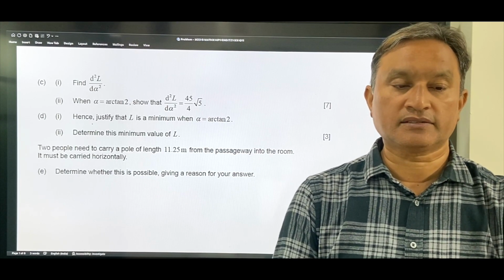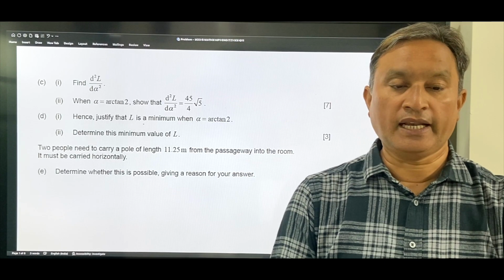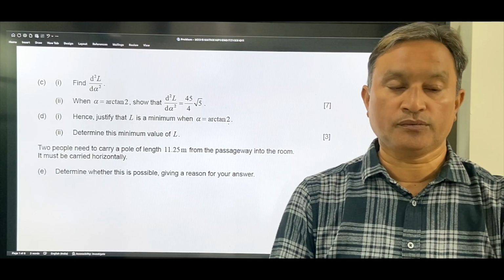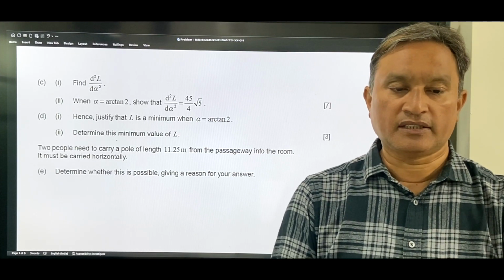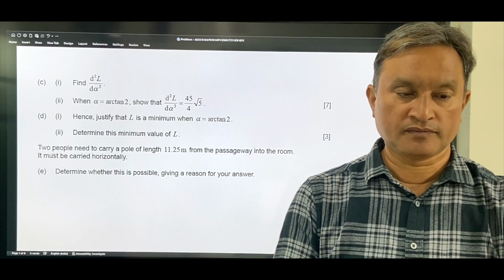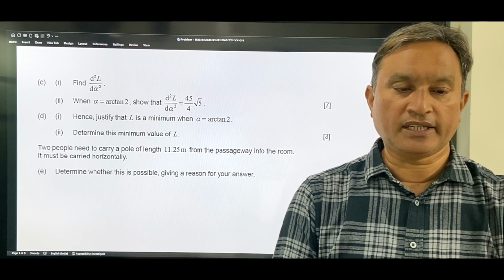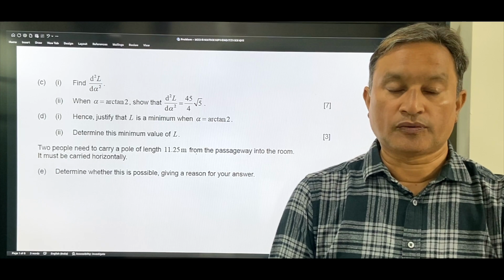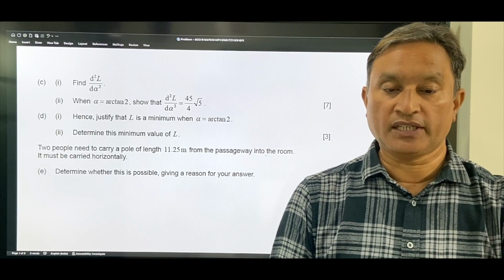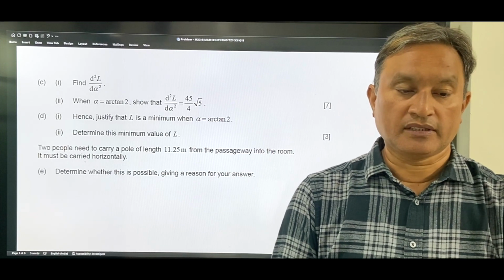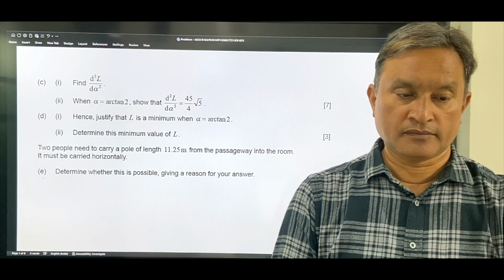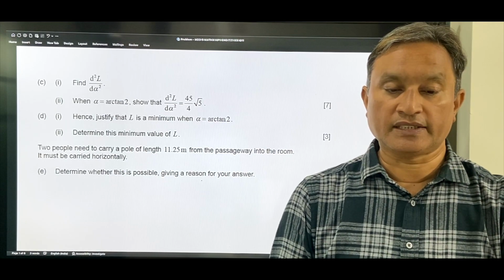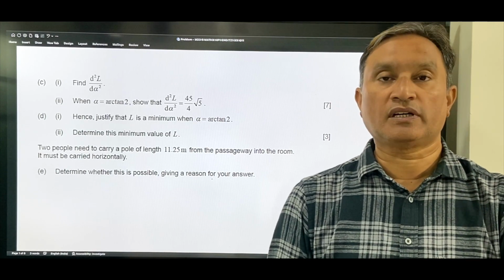D1: hence justify L is minimum when alpha equals arctan 2. D2: determine this minimum value of L. Two people need to carry a pole of length 11.25 meters from the passageway into the room. It must be carried horizontally. E part: determine whether this is possible, giving a reason for your answer. Now the solution.